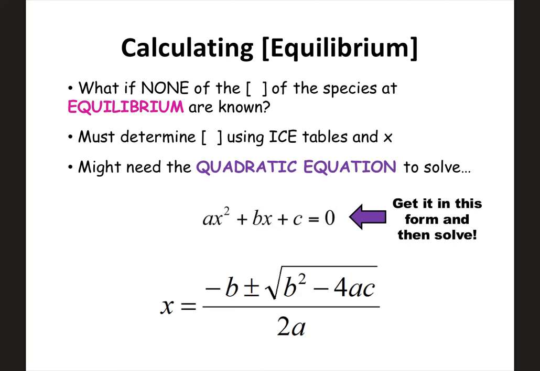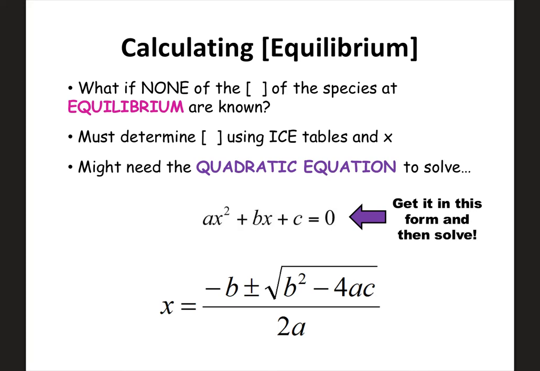So just a refresher here, the quadratic equation, you might need to know this if you don't know it already. Negative b plus or minus the square root of b squared minus 4ac all over 2a. You have to basically get the problem into this form in order to plug in the a, b, and c into the quadratic equation. So you need your x squared first, then your x term, and then your number with no x, and set it equal to 0, and then you could plug into the quadratic equation. All right, so this is how you would do problems if you don't know any of the concentrations at equilibrium.